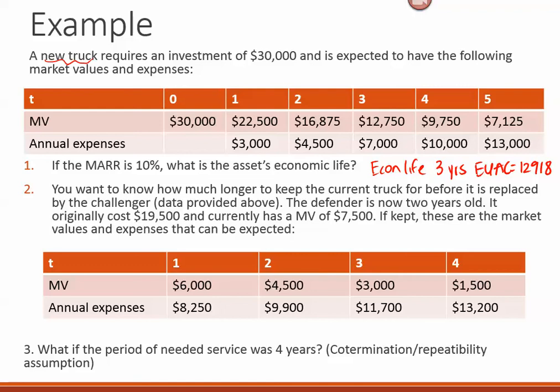The Defender is now 2 years old. It originally cost $19,500 and currently has a market value of $7,500. If kept, these are the market values and expenses that can be expected. Now before we solve this problem, think about this. This $19,500, is it really relevant at this point? No, that's a sunk cost from the past. All I can do now is use this information to calculate my marginal costs. So let's do that.